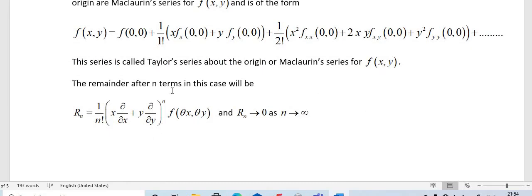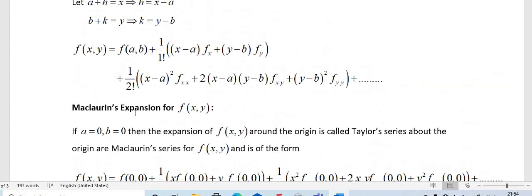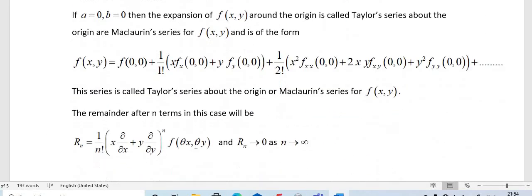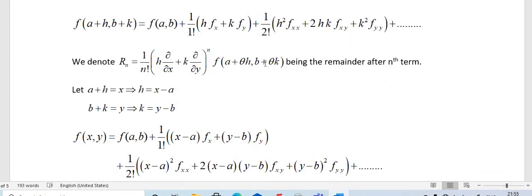The remainder after n terms in this case will be, here also what I am doing. Observe, Rn is this one. f of theta h comma theta k. Observe, here theta x, theta y. h means x minus a, but a is 0. x minus 0 means x only. That means theta h is nothing but theta x. Theta k is nothing but theta y.